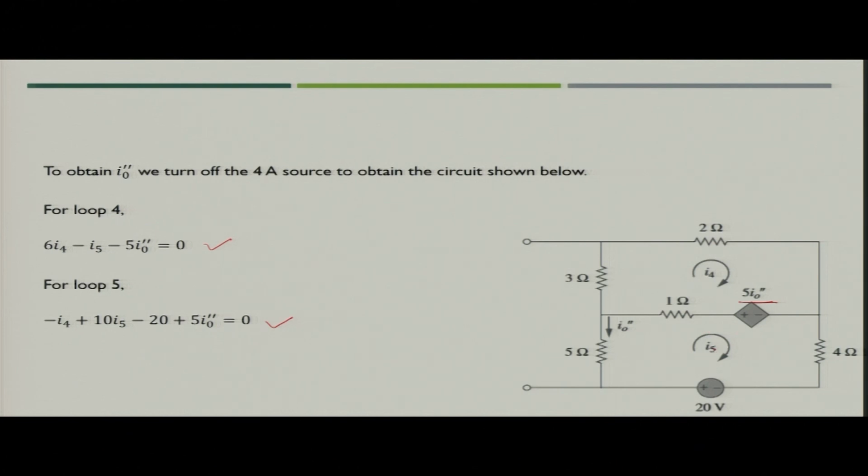Similarly, for loop 5 you will write the mesh equation as minus of I4 plus 10 of I5 minus 20 plus 5 I naught double dash. Why minus of I4? Because the current flowing through the 1 ohm resistance, for I5 is in this direction and for I4 it is in the opposite direction. So, minus I4 is because of this 1 ohm resistance, 10 I5 because there are 3 resistances of total value 10 ohm, minus 20 for this voltage source, and plus 5 I naught double dash for this dependent voltage source.